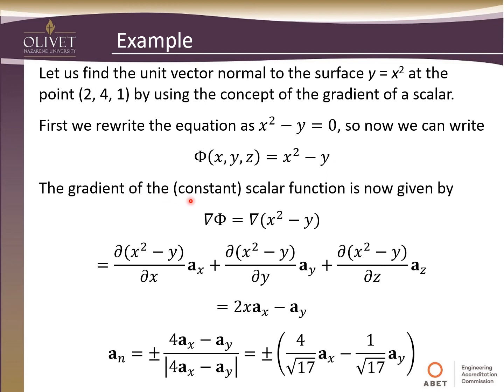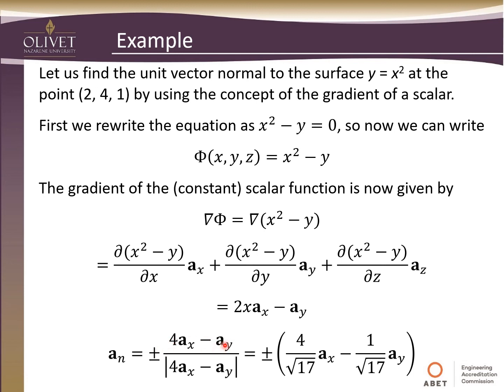So the gradient of the constant scalar function is now given by this equation, which just means we're taking the gradient of this function we derived up here. When we do that, we have to take the partial with respect to x and put it in the x direction, the partial with respect to y and put that in the y direction, and the partial with respect to z in the z direction. Since there's no dependence here on z, this term goes to 0. If you take the partial with respect to y of this, it's just -1, so that's where we get this negative ay. And the partial with respect to x here is just 2x. So we get 2x ax minus ay. Now they want us to evaluate this at the point (2, 4, 1). So when we plug in 2 here, that gives us 4ax. And the 4 doesn't matter because there's no y dependence here, so it's just minus ay.